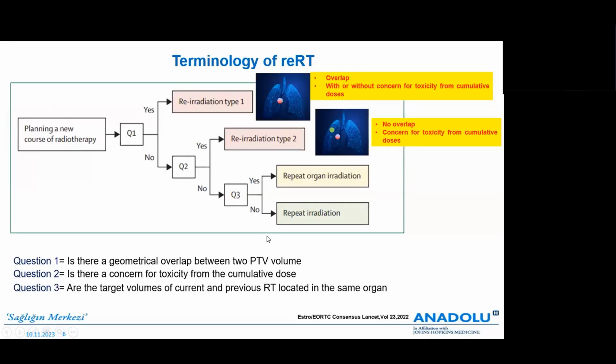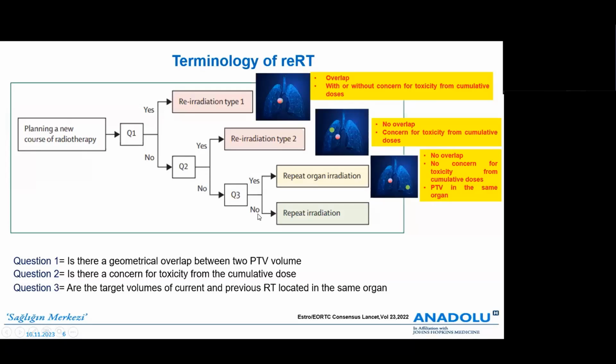If located in the same organ, we call it repeated organ irradiation, not re-irradiation. Repeated organ irradiation means that there is no overlap and no concern for toxicity from the cumulative dose, and the PTV is in the same organ. So we understand that this is repeated organ irradiation.